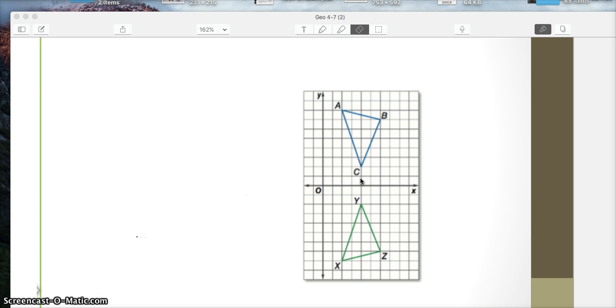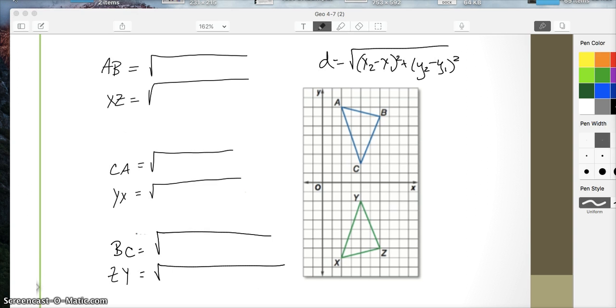Well, we figure out the lengths. And so this is going to be an opportunity for us to use the distance formula. Didn't think I was going to sing, did you? Yes, I did. So I think it's best if we just set up the situation as follows. Remember, the distance formula is equal to the square root of x sub 2 minus x sub 1, quantity squared, plus y sub 2 minus y sub 1, quantity squared, all courtesy of the Pythagorean theorem. And so what we're going to have to do is find the lengths of AB and XZ, CA and XY, BC and ZY, and hope for the best. Hope that everything is good.